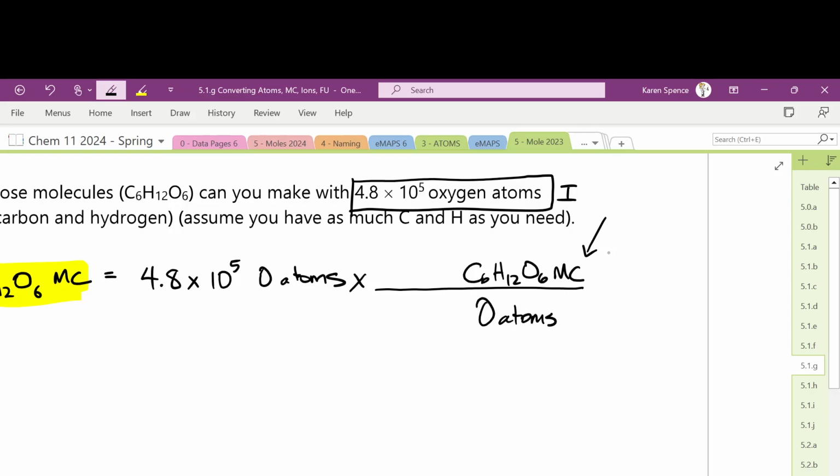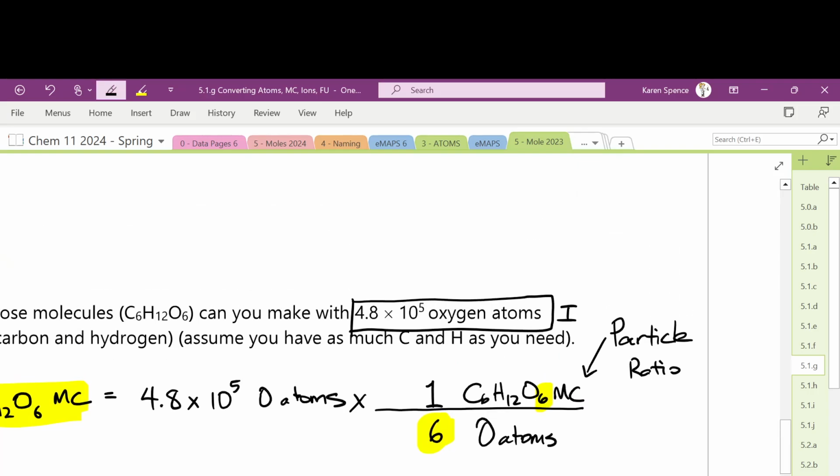So you always take the large particle, and you say, I have one of those. If I have one of those, how many O atoms do I have? I have 6 of them, okay? So this is what we call, do you remember? It's called the particle ratio. You simply do it by looking at the formula and counting the atoms, okay?